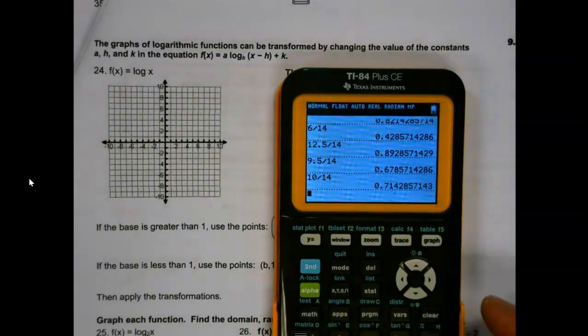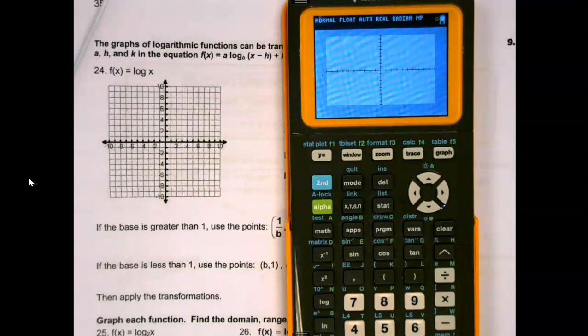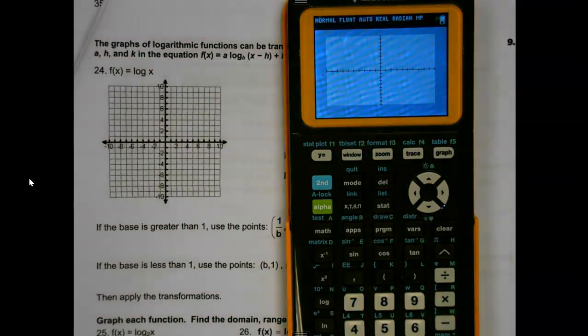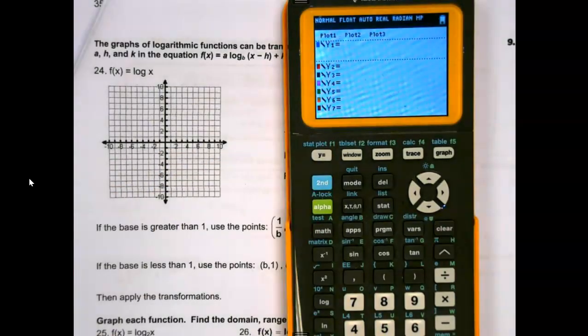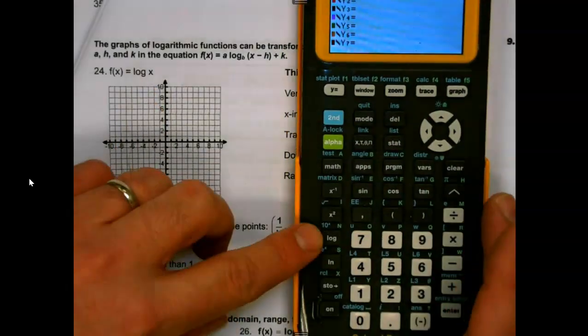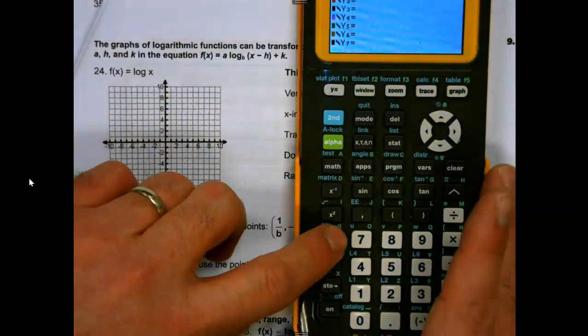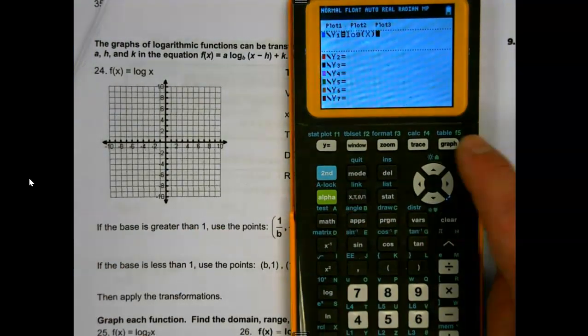Let's make sure we're all looking at the same graph first. So if you could do a Zoom Standard, a Zoom 6, just to make sure that you don't have some funky graph from yesterday left over. Okay, we don't need that. Y equals, clear that out. We want the log of x. There's log right next to 7. Log of x, we'll close that up. Let's just take a peek.